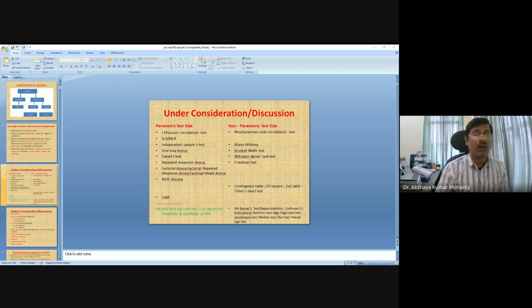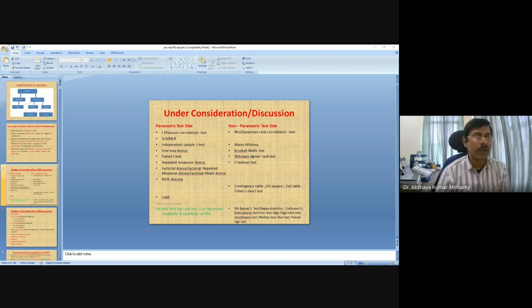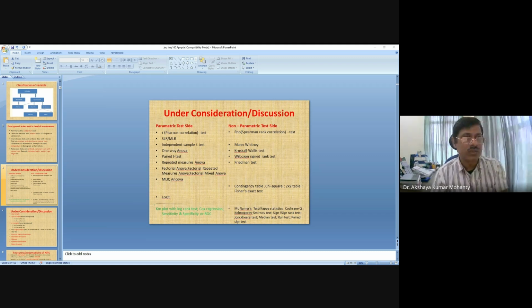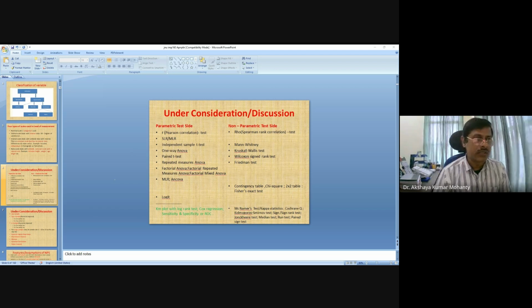Now you see under consideration and discussion, we have made two sides. One is the parametric test side and the other is the non-parametric side. These are the parametric sides we have to consider, and these are the non-parametric sides we have to consider in today's lecture. And the green things are beyond our capacity, because it is social science and a little bit advanced, so we will not go for this one. Basically we'll cover all these things and try our level best.